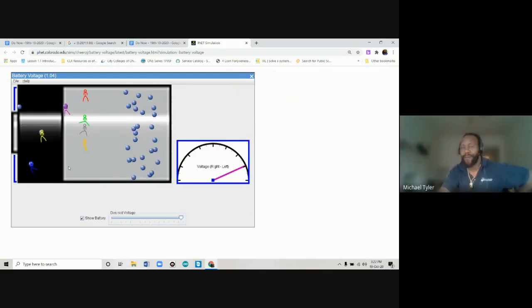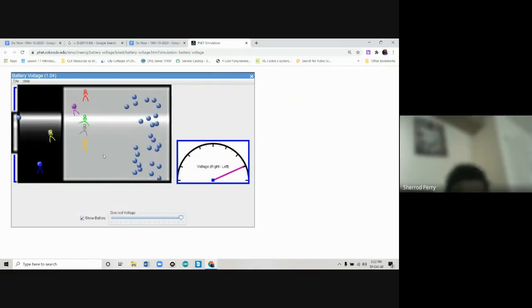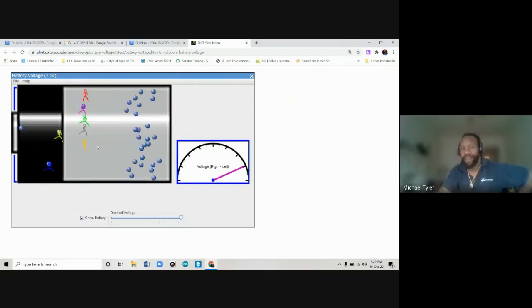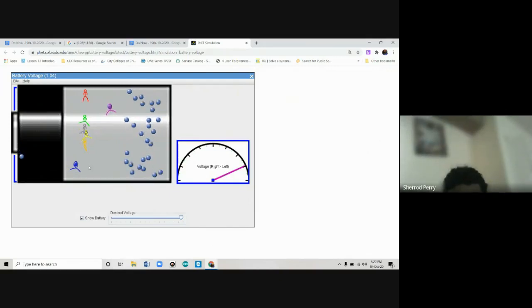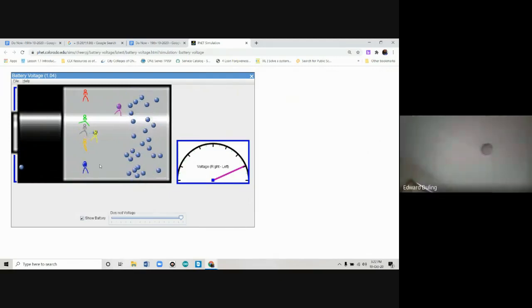Do you have it running on your screen? No. So you want to check that out because I like it because it has this little Michael Jordan type. I don't know how to adjust it. I got it on my screen.